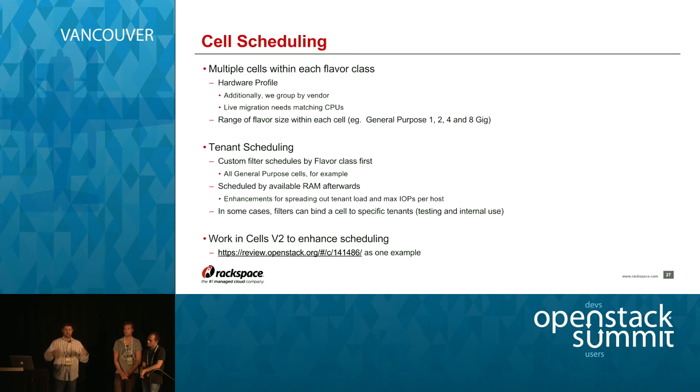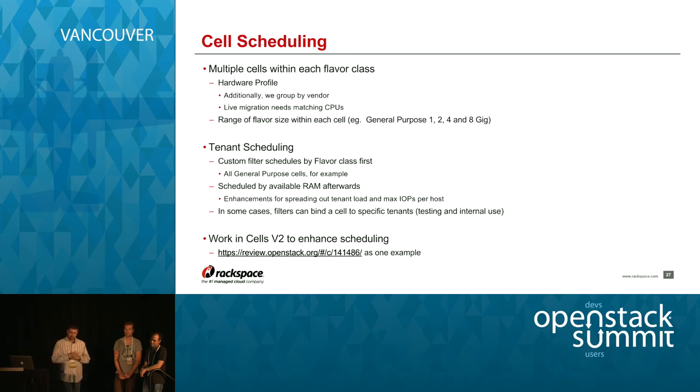Everyone in that flavor class gets the same vCPU allocations for the class. I would like to have scheduling based on IP availability. I'll talk about how we get around that now, but that's probably the one other thing I would love to see from a scheduler perspective, because sometimes those two things don't line up well.